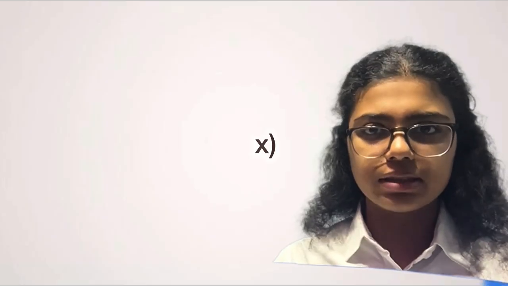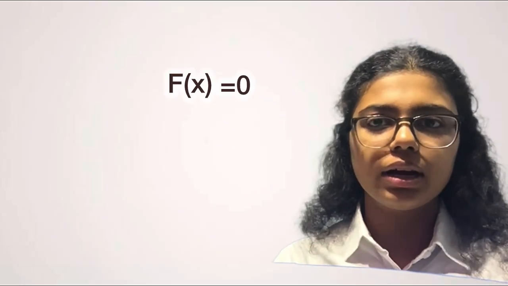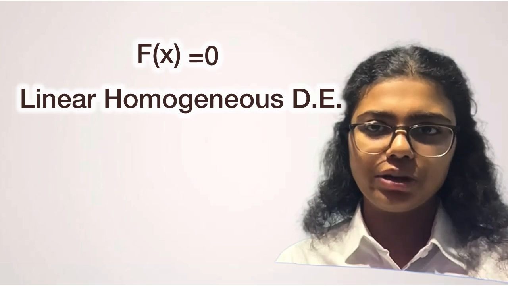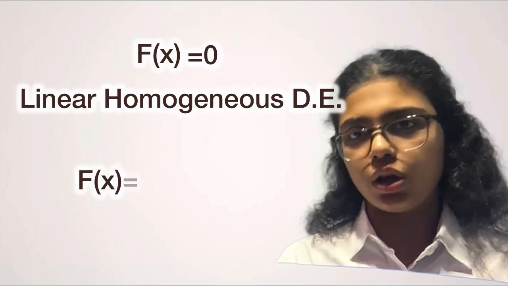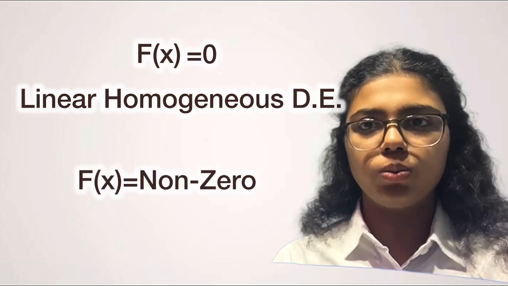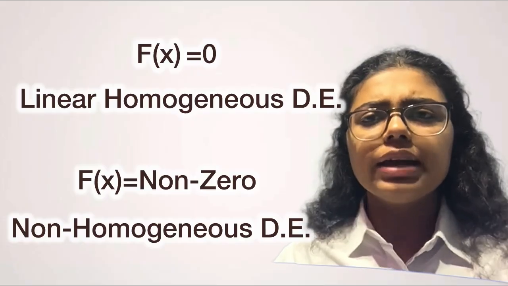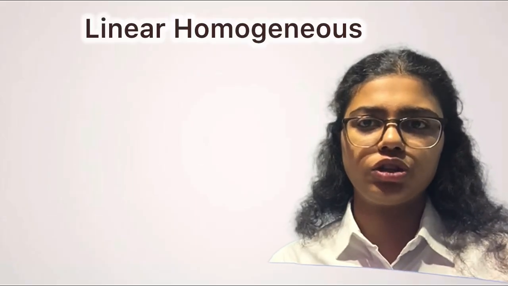Now here is the key part. If the right hand side f of x is equal to 0, we call it a linear homogeneous differential equation. However, if it is non-zero, it becomes a non-homogeneous equation. Let us now focus on homogeneous equations.